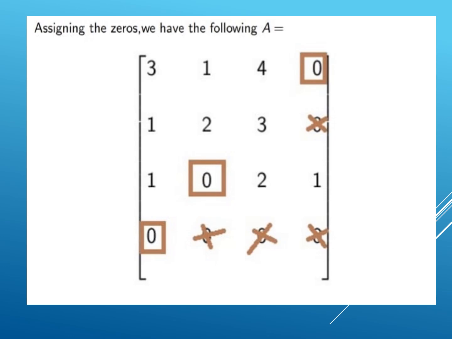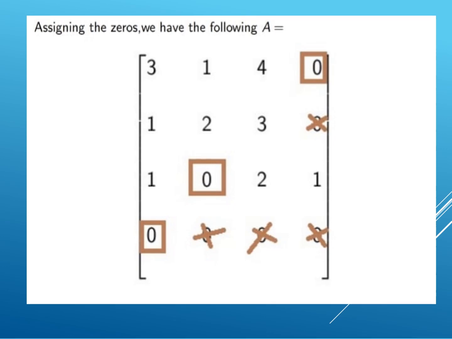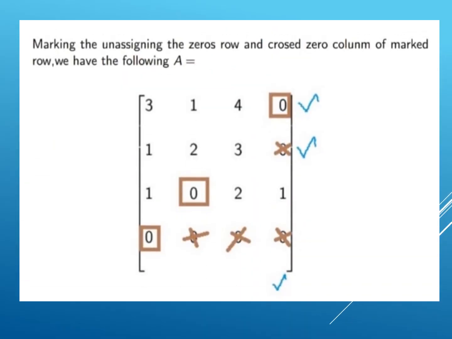Next, assigning the zeros. We are having only 3 zeros. So, we mark the rows that do not have assignment. We mark the second row. The second row has no assignment. So, we first mark it.